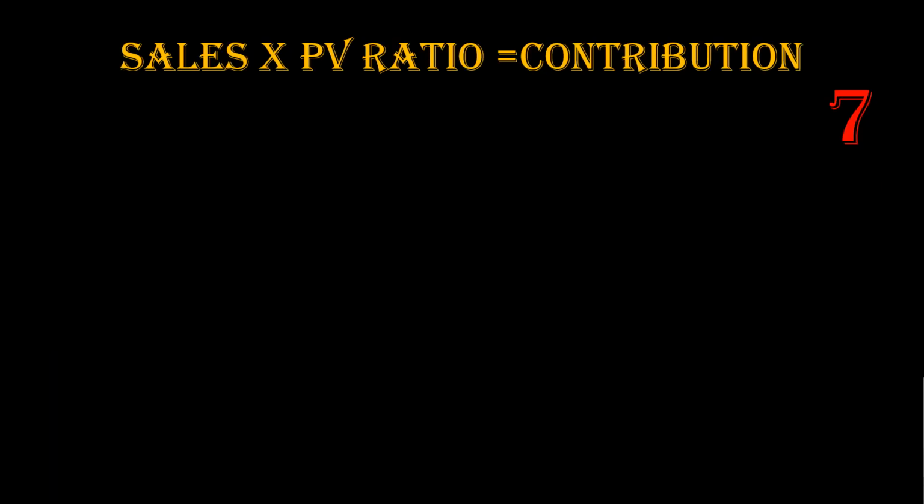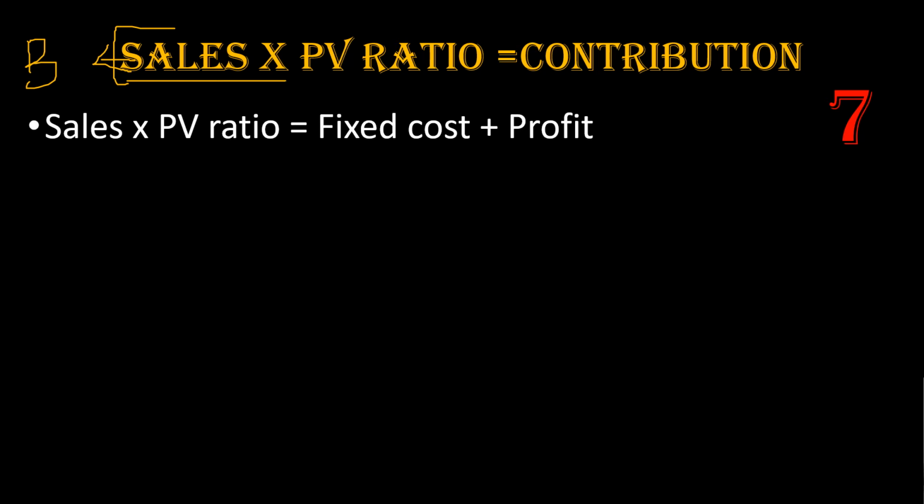From this slide, I will be showing one formula at the top which is highlighted, and I take this formula from the list of 10 important formulas. So these formulas form a base for the other formulas. Sales into PV ratio is equal to fixed cost plus profit. We know that contribution is equal to fixed cost plus profit, so I just replace the contribution with fixed cost plus profit.